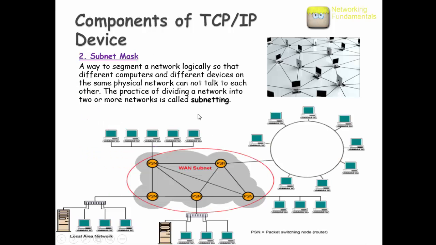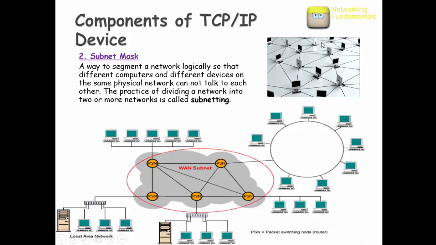The second one we have is your subnet mask. It's a way to segment a network logically so that different computers and different devices on the same physical network can talk to each other. The practice of dividing a network into 2 or more networks is called subnetting.